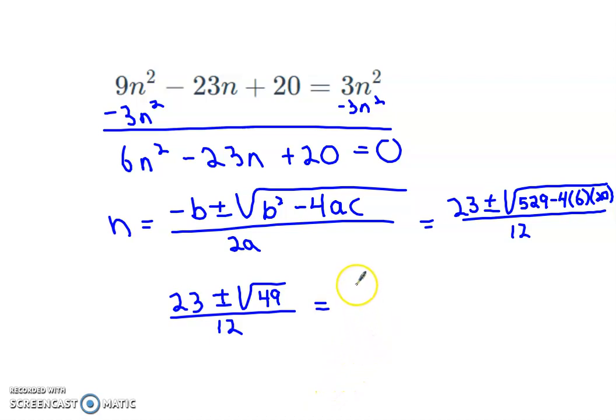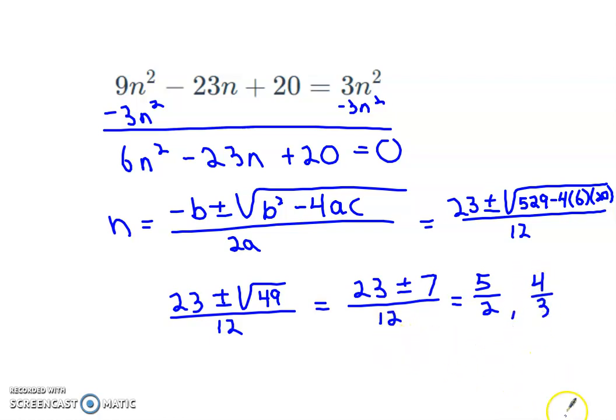So I've got 23 plus or minus 7 over 12. 23 plus 7 is 30. 30 over 12 reduces to, let's see, divide by 6, 5 halves. 23 minus 7 is going to be 16, and 16 over 12 is going to reduce to 4/3. So there are your answers.